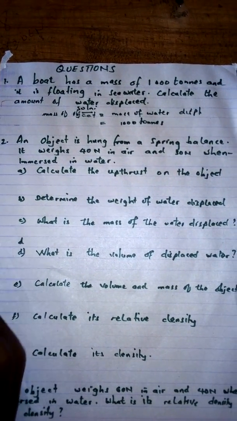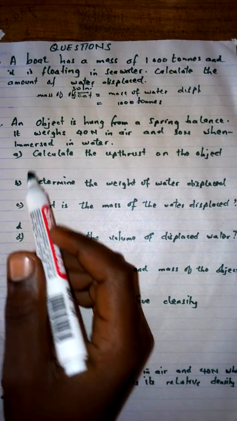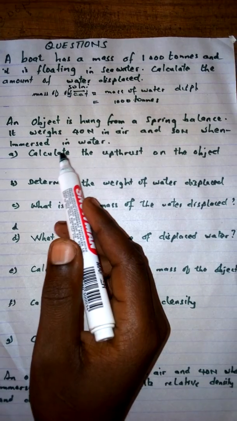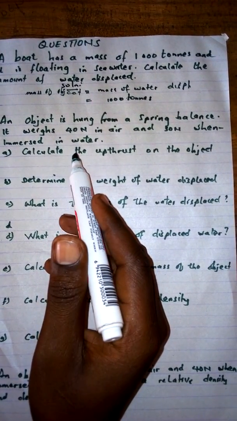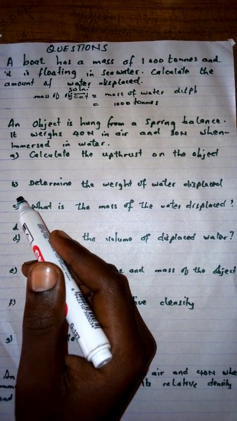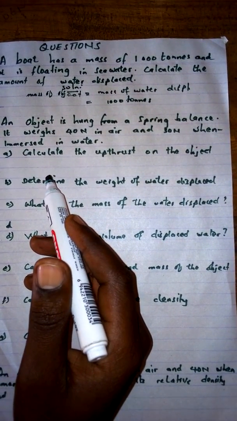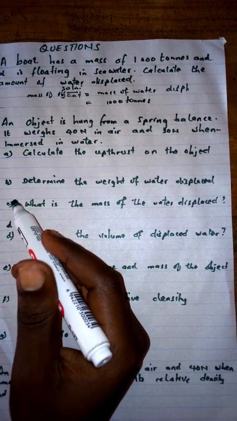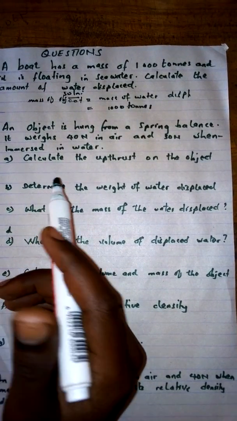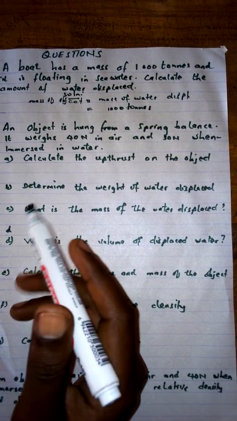All right? Okay. The other question, number 2, says that an object is hung from a spring balance. It weighs 40 Newton in air and 30 Newton when it is immersed in water. Calculate the upward thrust on the object. So what is upward thrust basically? Upward thrust is the upward force that will be exerted by that object when it is totally or partially immersed in the fluid or liquid.